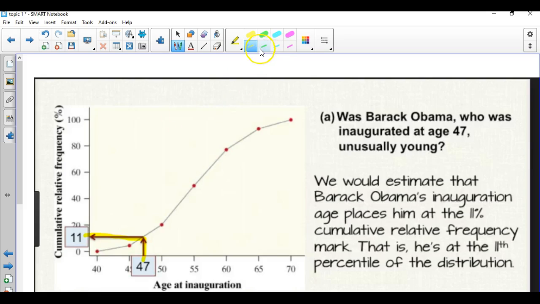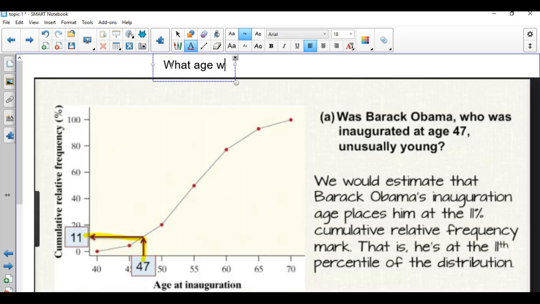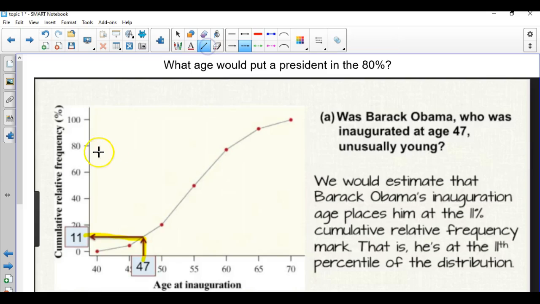Make sure you also know how to read it backwards. So if I said, what age? Okay, so I'll type it out. What age would put a president in the 80th percentile? Going backwards, I'm going to hit 80 here. That brings me to about here, and then I'm going to go down, and I'm at approximately 60 years old. So if I'm 60 when I'm inaugurated for president and being in the 80th percentile, that means 80% of presidents at inauguration day were 60 or less than that.